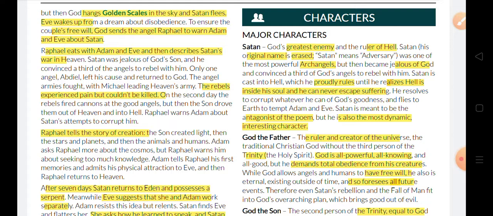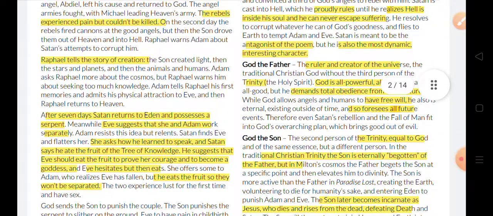war in heaven, how he rebelled against God, and the rebels experienced pain and couldn't be killed because they were given pain forever, they'll suffer forever in hell. And Raphael tells the story of the creation of earth, and after several days Satan returns to Eden, and now he takes the shape of a serpent.